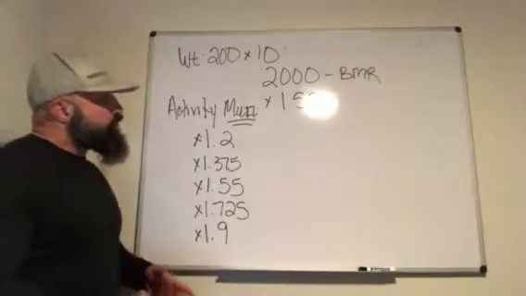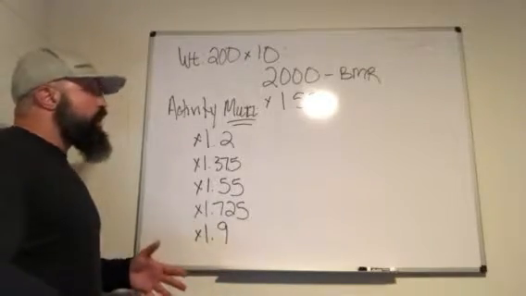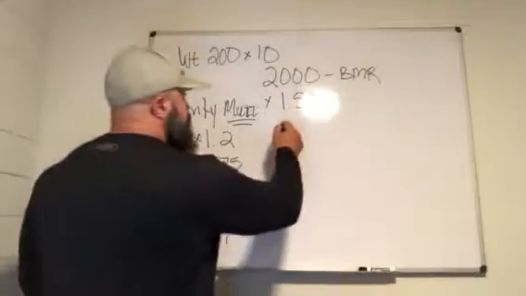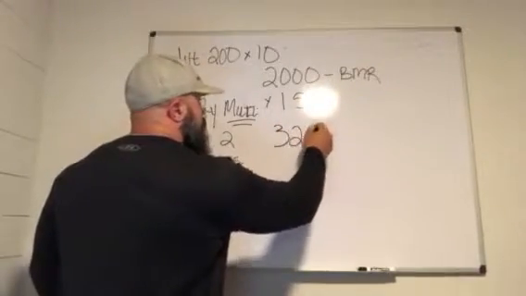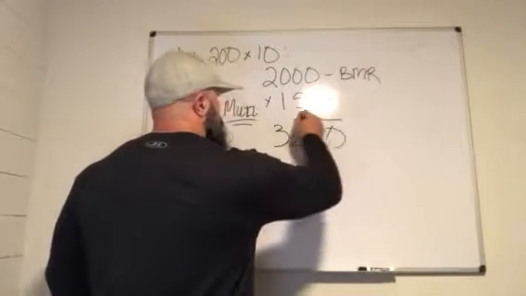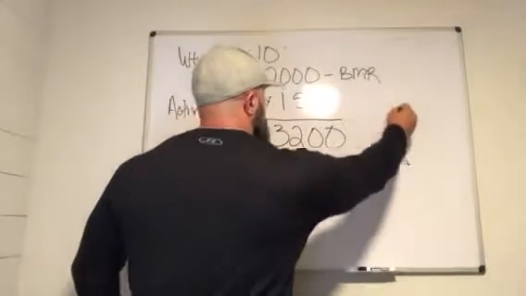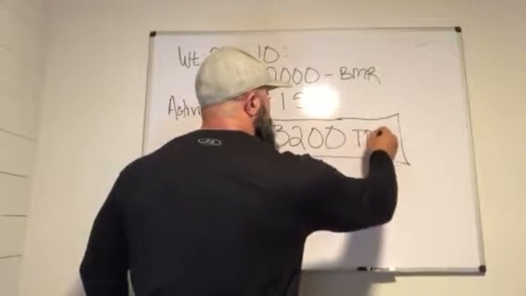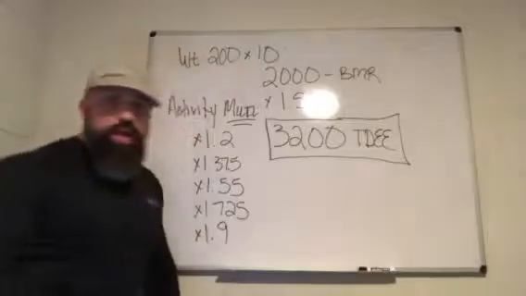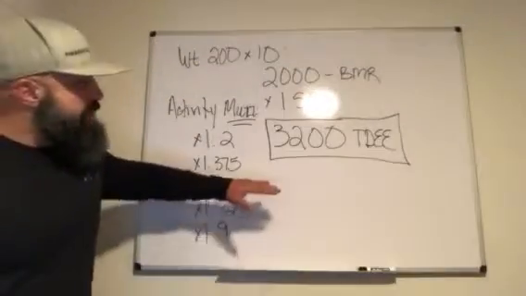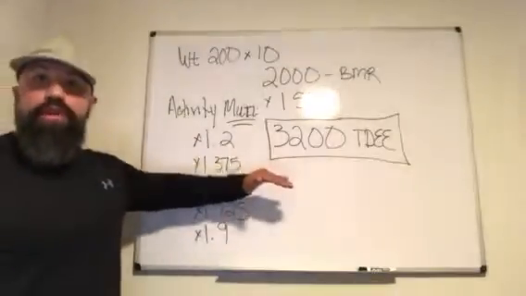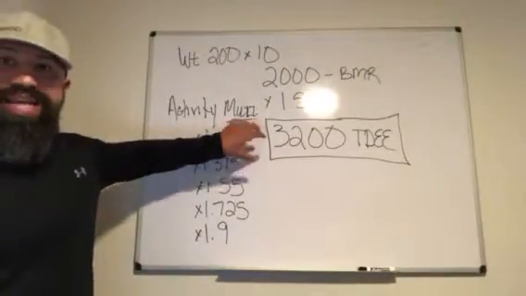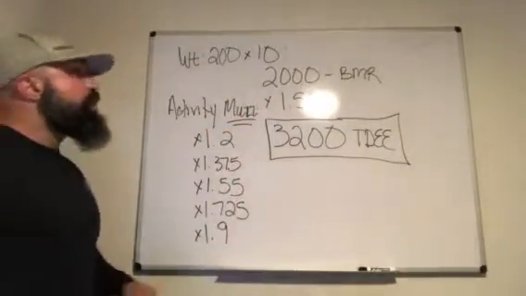I'm not going to run the math, but we're going to say that's probably going to take me somewhere around 3,200 calories. 3,200 calories is my total daily energy expenditure. So to just stay where I'm at currently, my current state of fitness, 3,200 calories a day is my maintenance level.